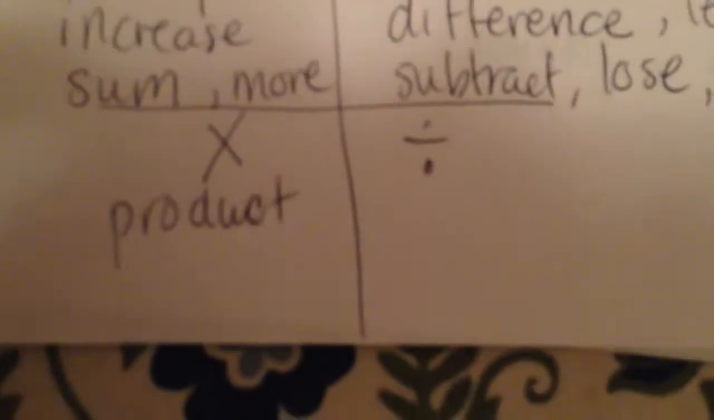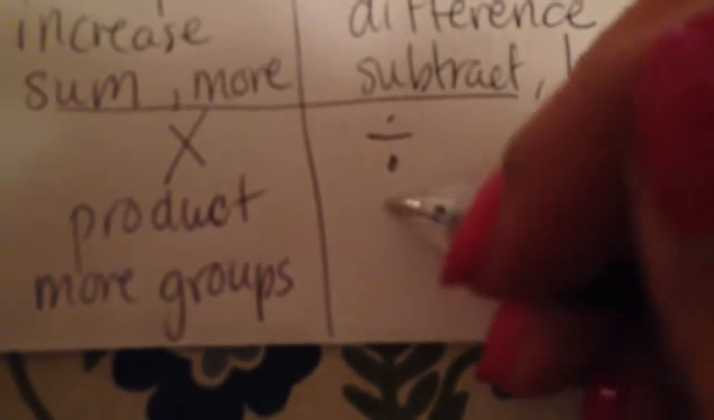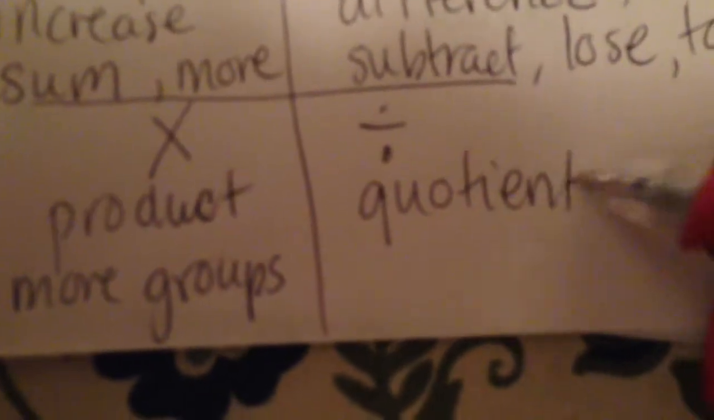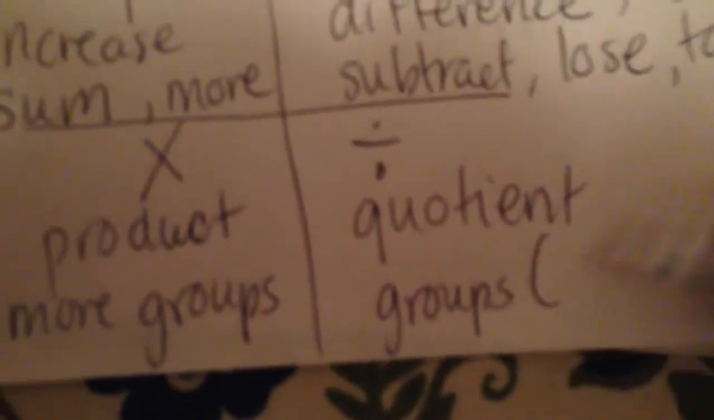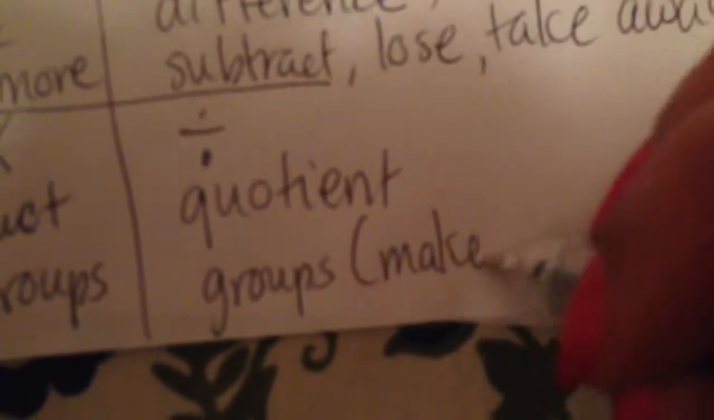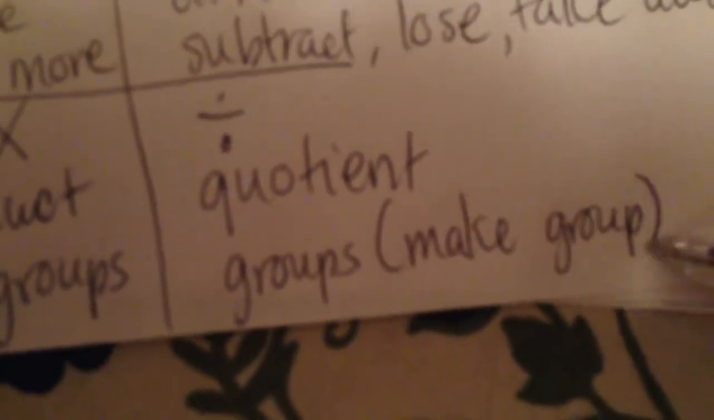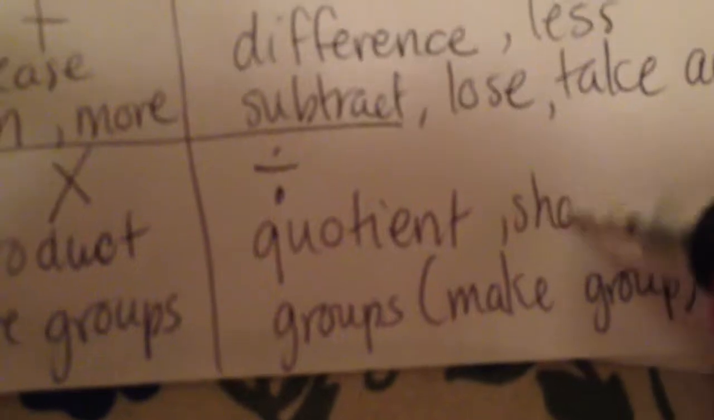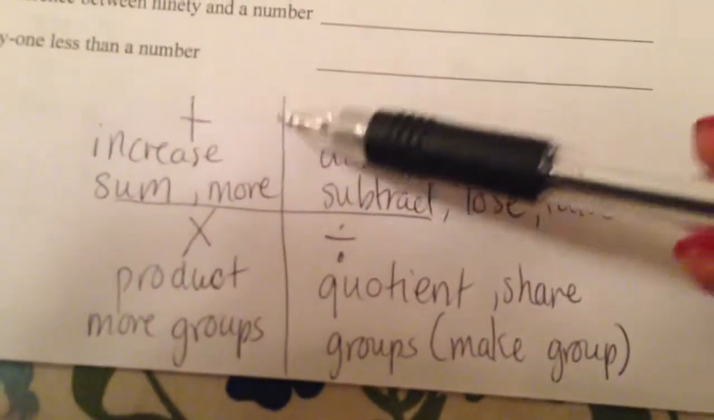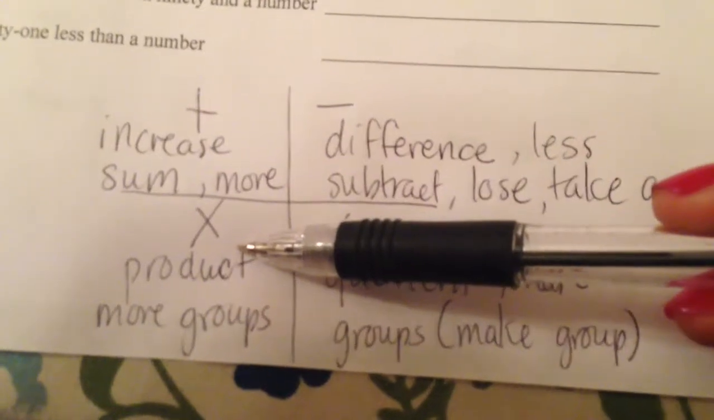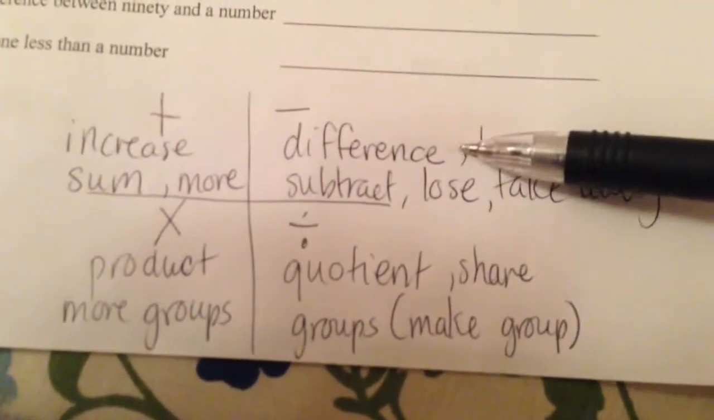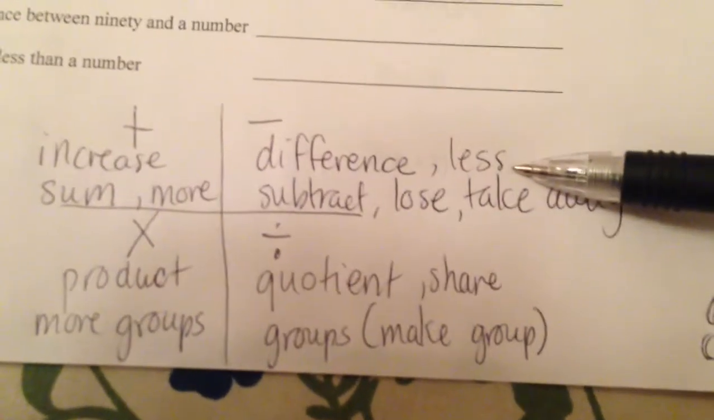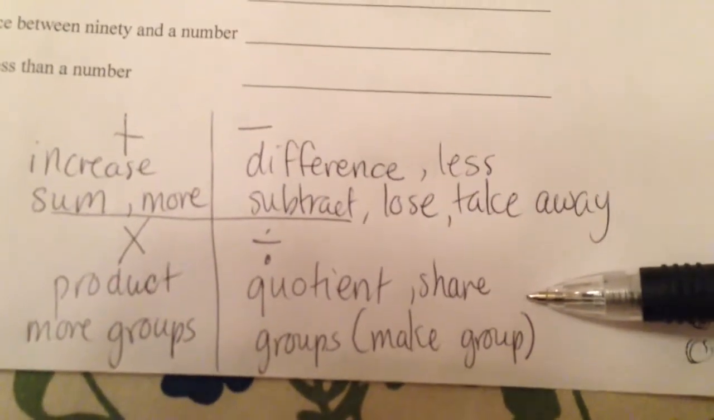For multiplying, you'll see product a lot, or you might think of making more groups. So if you're repeatedly making groups. And for dividing, you might see the word quotient, or again, groups, but this time you're making groups, so they have to be equal, or sharing is another way. So what are you really doing with your numbers? You're making more. You're either adding or multiplying. If you're making more the same way, probably multiplying. If you're somehow making less, we're subtracting. Or if you're breaking something up into groups, you're dividing.